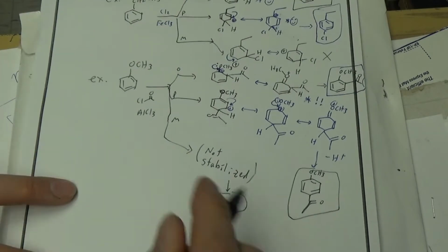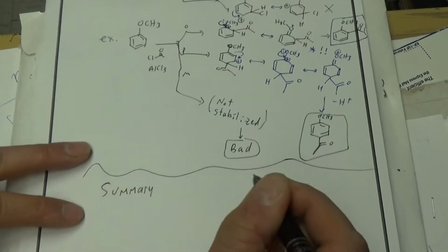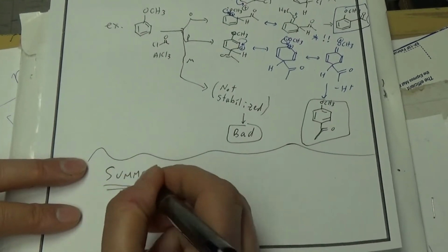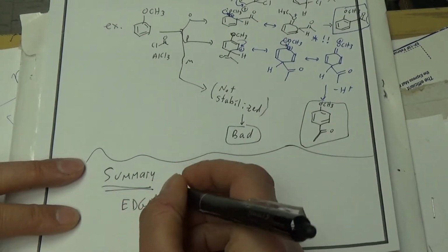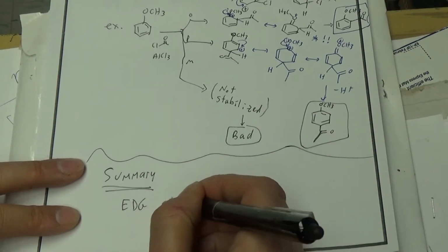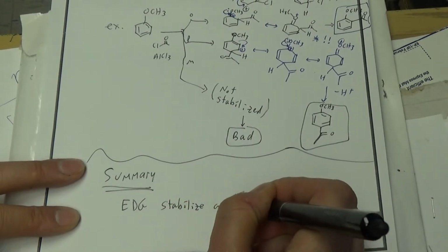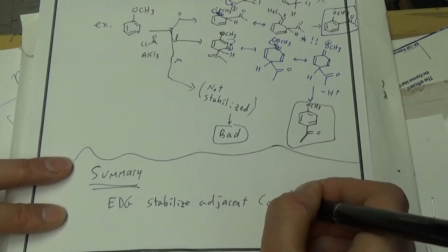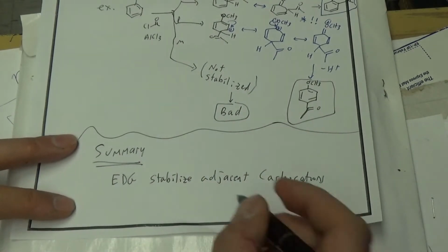Okay, so in summary, when we consider all of this, electron donating groups stabilize adjacent carbocations. And that's kind of our rationale.